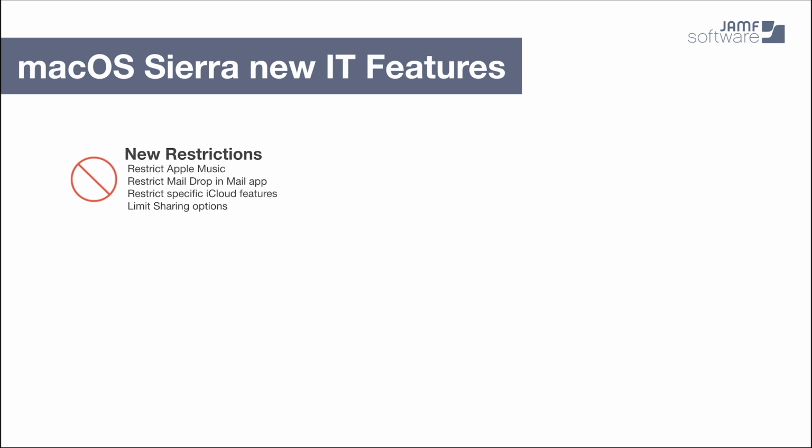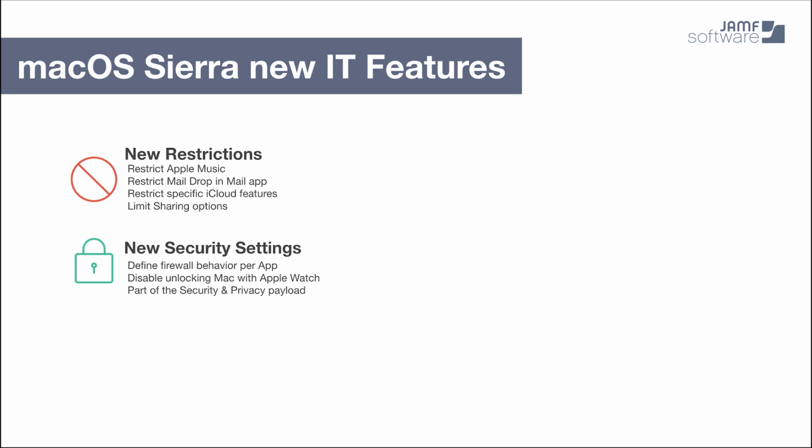There are new restrictions, just like iOS had some new restrictions. So you can restrict things like Apple Music now. You can restrict that mail drop, just like on iOS. And you can restrict a lot of those specific iCloud features as well, too. There's some new security settings. You can now define the firewall behavior of the built-in firewall utility that's in system preferences. So you can actually say which apps are supposed to allow connections or not.